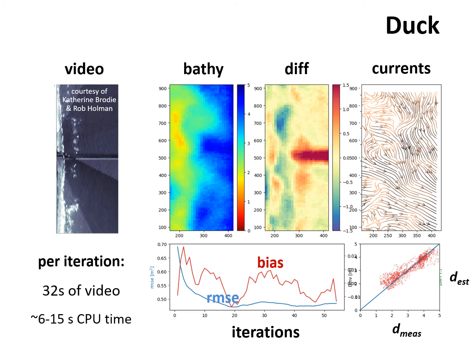The algorithm works in iterations, and per iteration, it takes in 32 seconds of video, which takes about 6 to 15 seconds to process. Then the algorithm uses a Kalman filter to quickly converge these estimates. And what you see in this case is that after about 10 iterations, we are at a root mean square error that is lower than 50 centimeters.